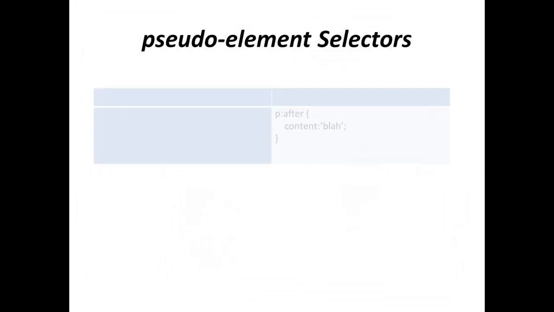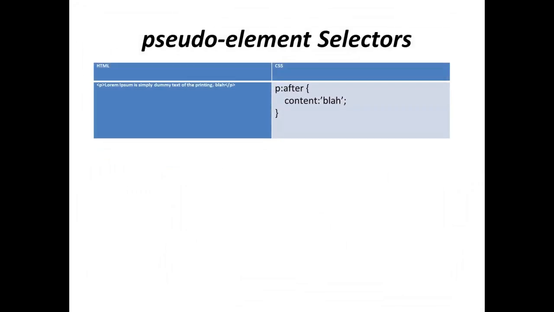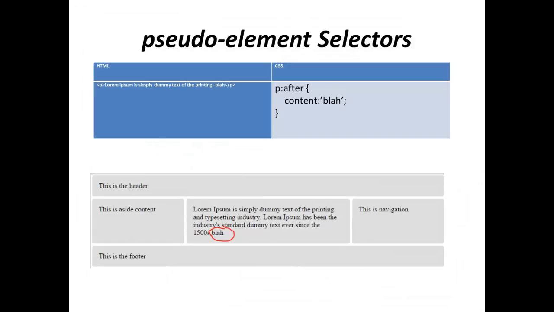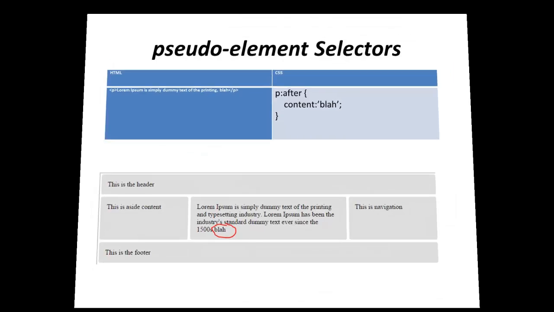Now here's another pseudo selector. It's after, and we're putting the word blah after, and you can see that after the paragraph tag we see blah. Okay. So that's how those work.